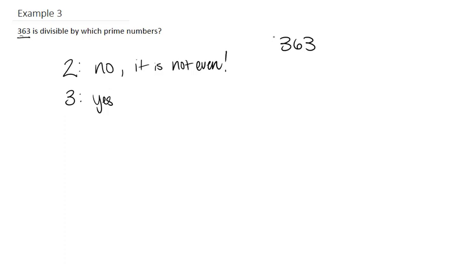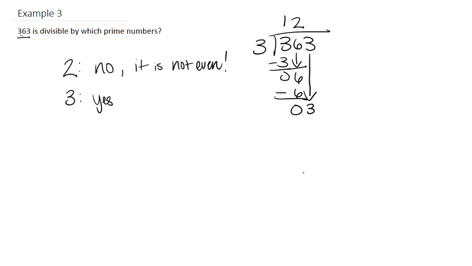So let's actually divide this by 3. 3 can go into 3 one time. 3 times 1 is 3. We subtract, we get 0. Then we bring down the 6. 3 can go into 6 two times. 3 times 2 is 6. We go ahead and subtract. 6 minus 6 is 0. Then we're going to go ahead and bring down this 3. 3 can go into 3 one time. So we subtract, we get 0 here. So now we're left with 121.